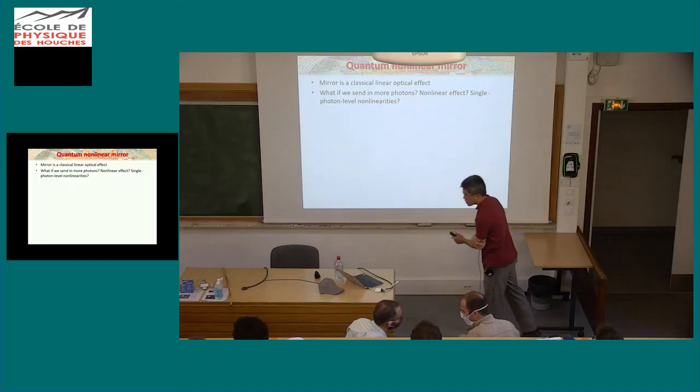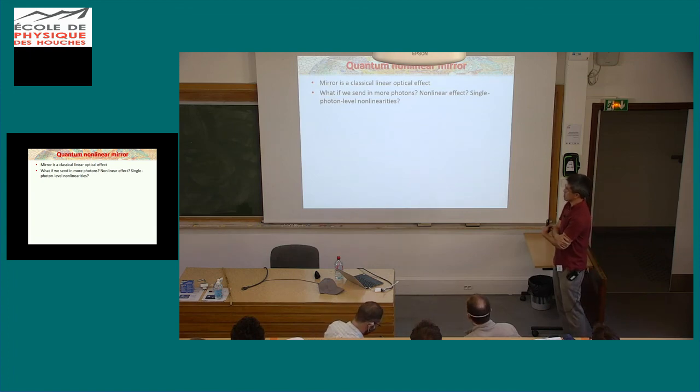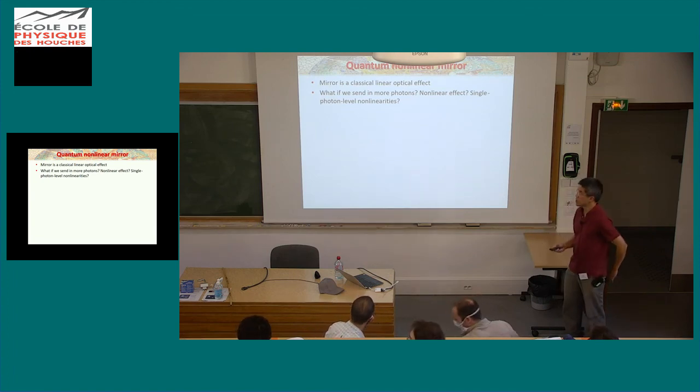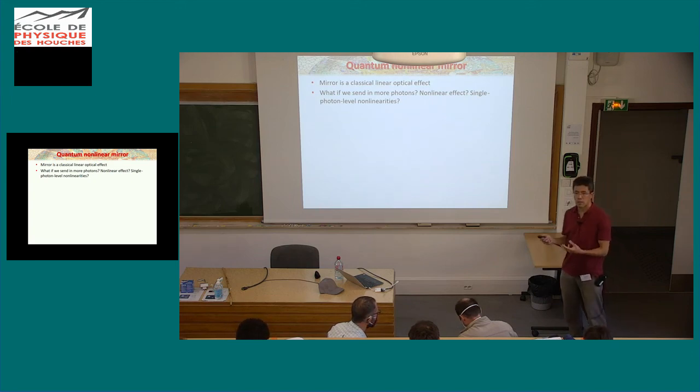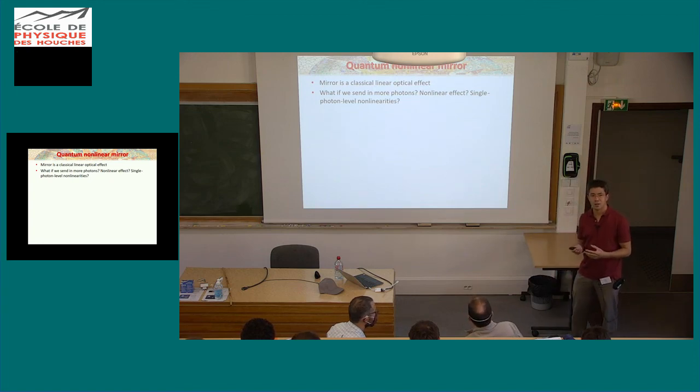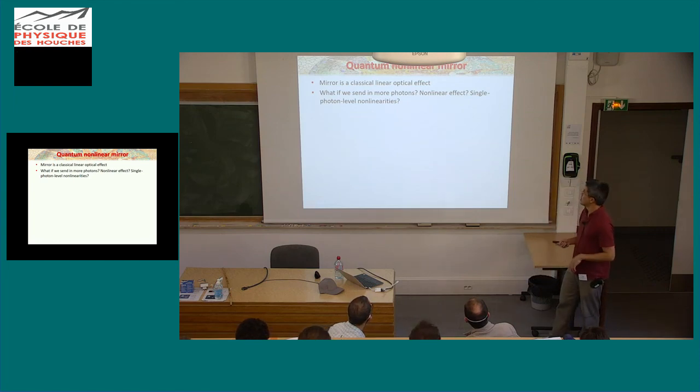Okay, so maybe now is a good time to conclude, but let me just give a brief preview for next time. So again, the mirror is just a classical linear optical effect, but here I've artificially restricted myself. I say I send in very weak light, so at most there's one excitation. But it's not like photons are a limited resource in the lab, right? I can easily just crank up the laser intensity. So what happens if I do that?